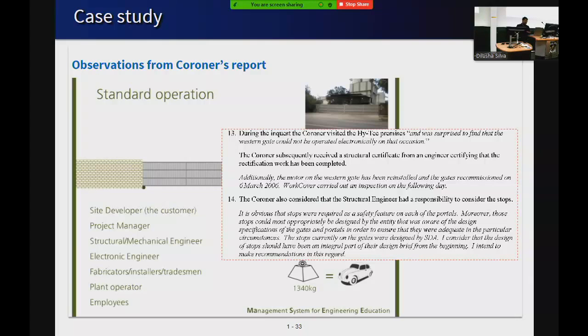They received a structural certificate from an engineer certifying that the rectification work had been completed. Additionally, the motor on the western gate had been reinstalled and the gates recommissioned in March 2006. WorkCover carried out an inspection on the following day.